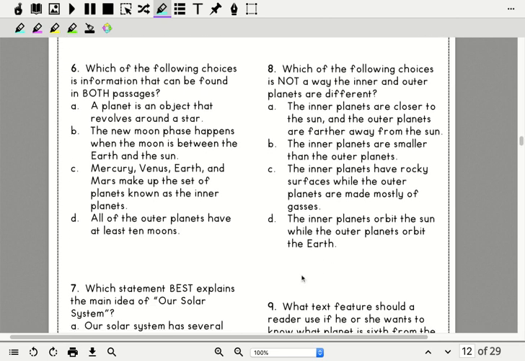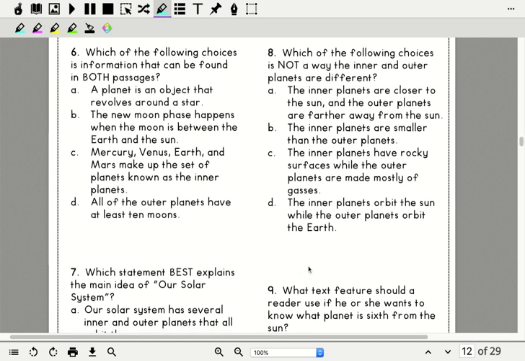Okay, so let's go on to the next page and start with number 6. Number 6 says, which of the following choices is information that can be found in both passages? Now remember, these with the both, we're going to use in our compare and contrast page. So, A, a planet is an object that revolves around a star. B, the new moon phase happens when the moon is between the Earth and the sun. C, Mercury, Venus, Earth, and Mars make up the set of planets known as the inner planets. D, all of the outer planets have at least 10 moons.